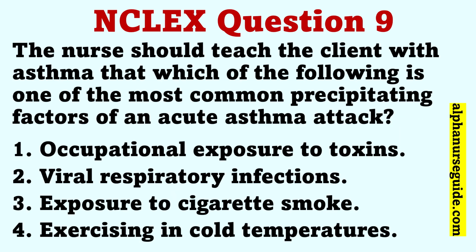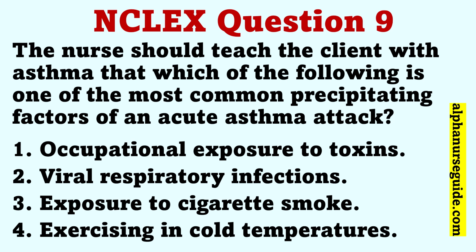The nurse should teach the client with asthma that which of the following is one of the most common precipitating factors of an acute asthma attack? 1. Occupational exposure to toxins. 2. Viral respiratory infections. 3. Exposure to cigarette smoke. 4. Exercising in cold temperatures. The correct answer is 2.